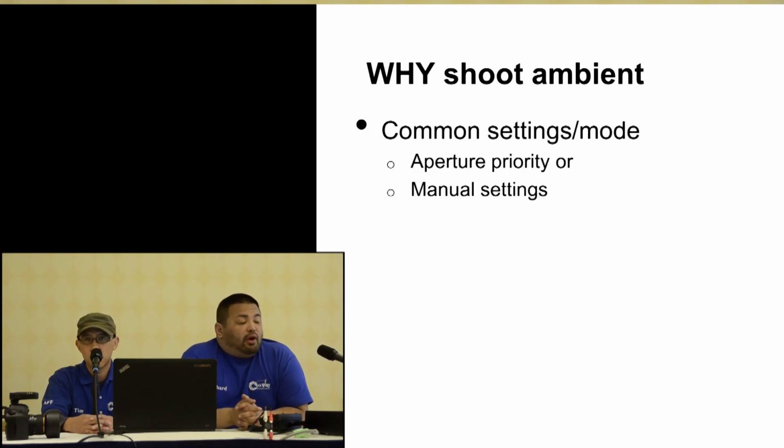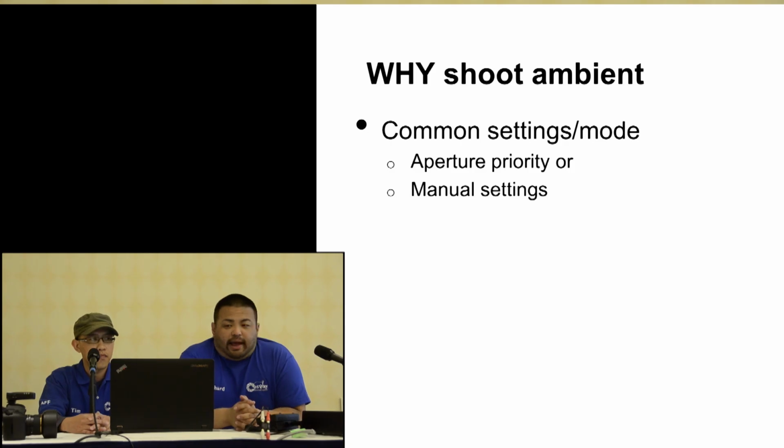So, common settings and modes that are used for shooting ambient. We'll let Tim talk first on this one. I'm kind of lazy, so I just shoot in aperture priority most of the time. And then I use exposure compensation to dial it up or down depending on what I'm going for.